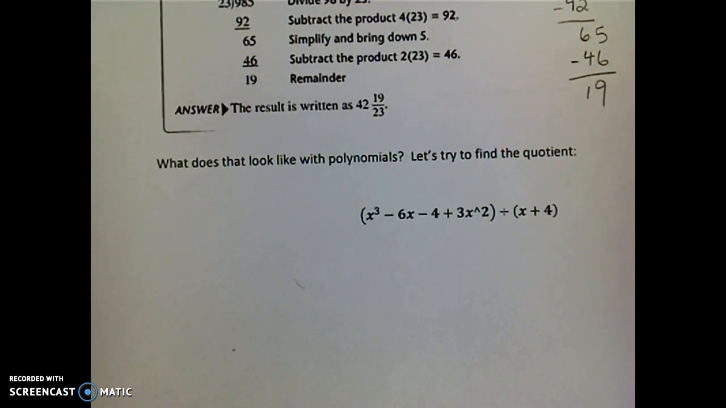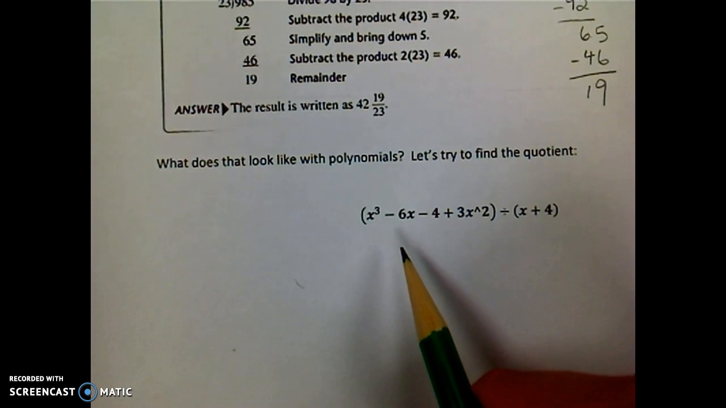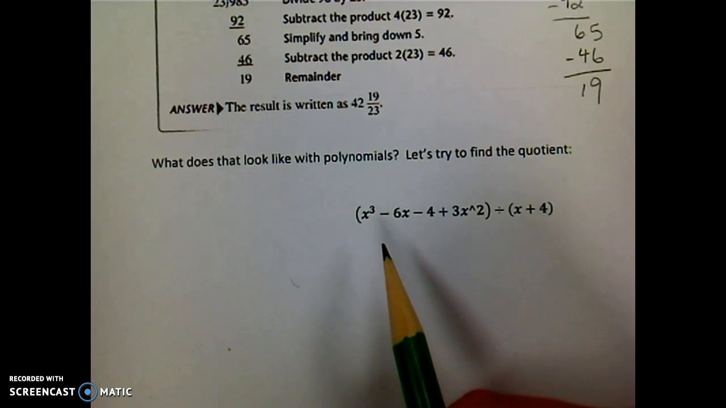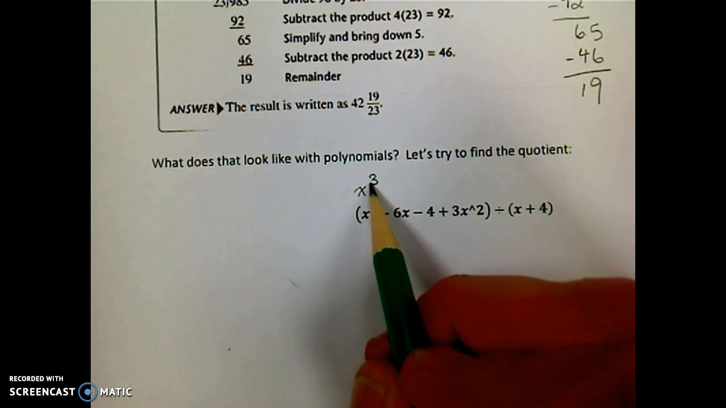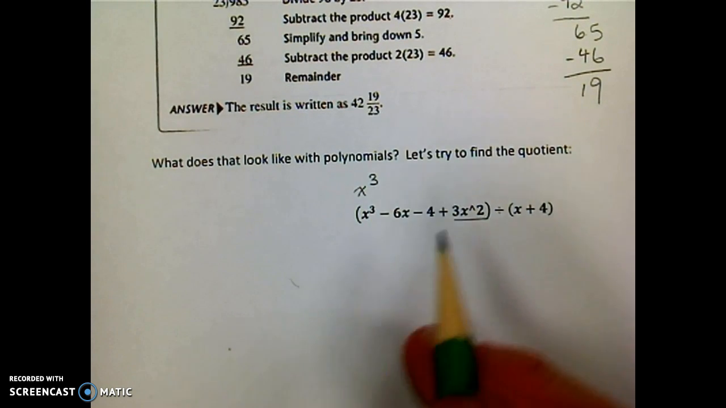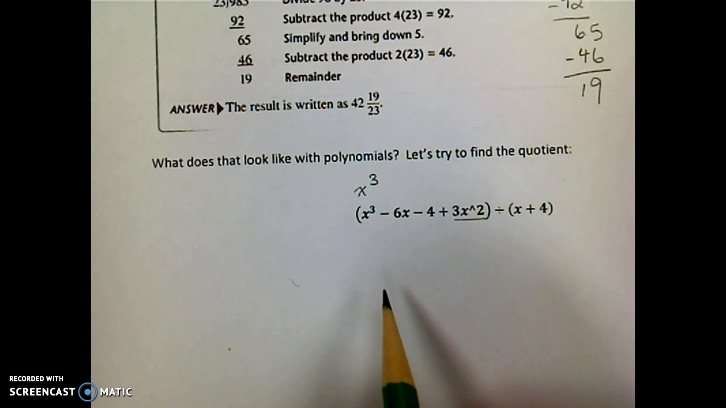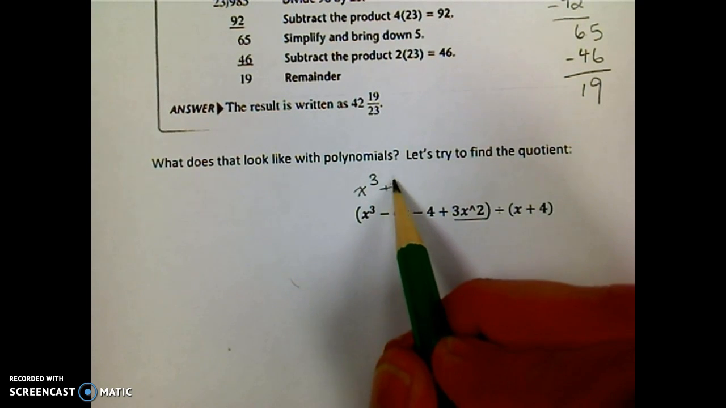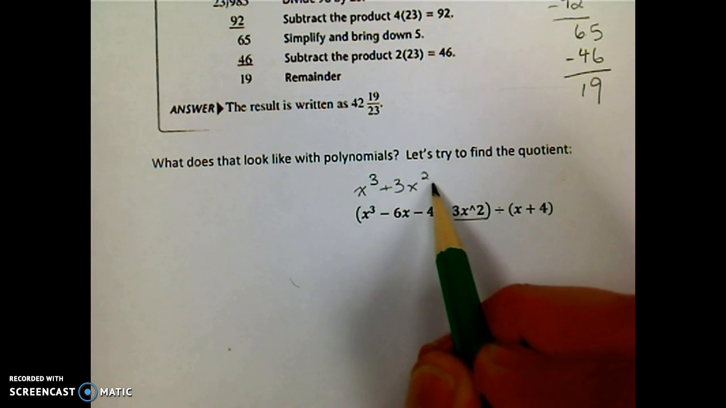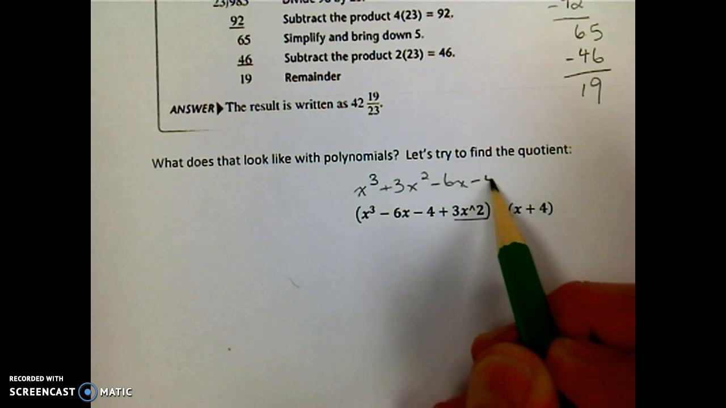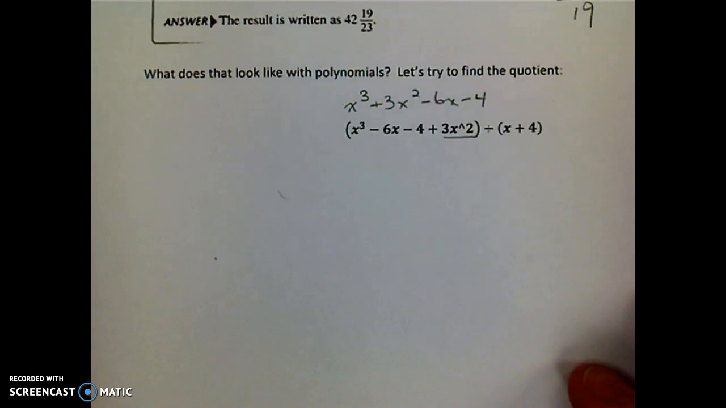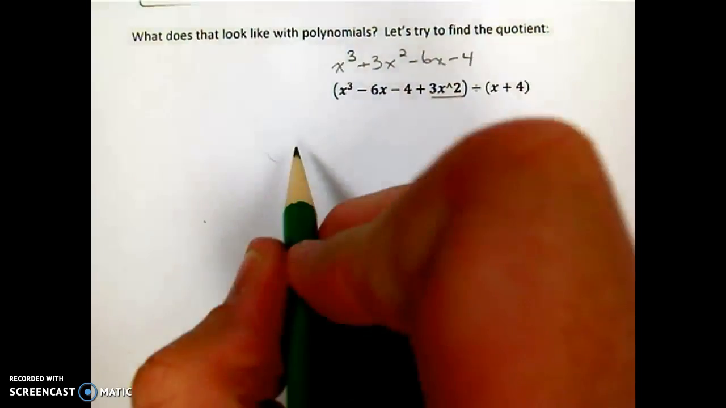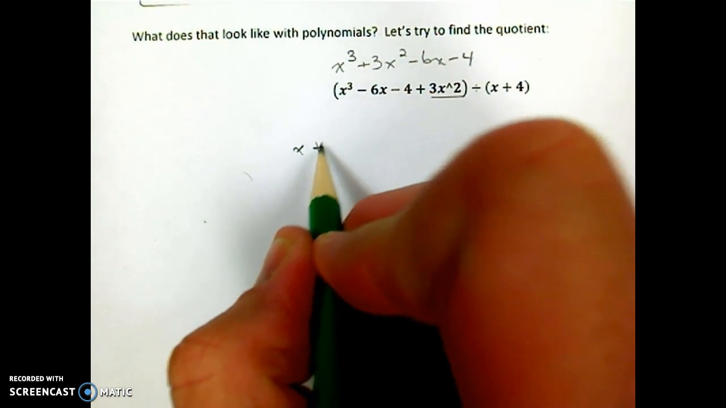Let's take a look at what that would look like with polynomials. First thing we want to do is go ahead and write this polynomial in standard form. So I have x to the 3rd, a little ahead of myself making this worksheet and didn't fix that notation there, but plus 3x squared minus 6x minus 4. And we'll divide that by x plus 4.